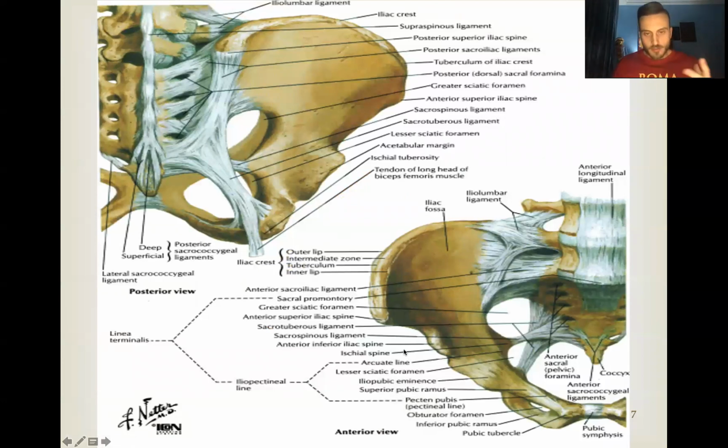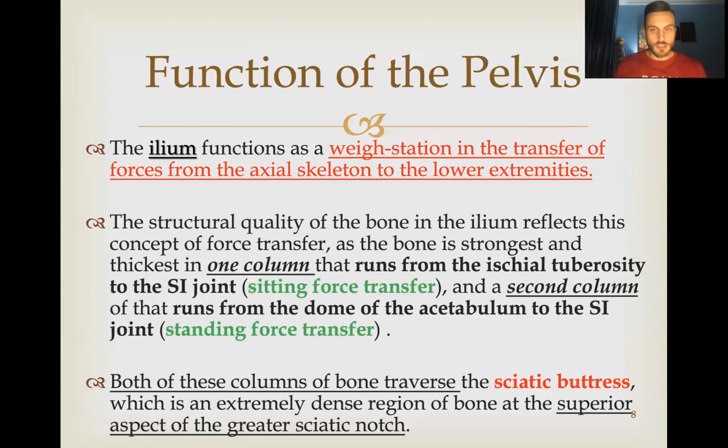As I told you, there are a lot of important ligaments in the pelvis, because the stability and the biomechanics of the pelvis are not very well understood. It's very complex. So what's the function of the pelvis? The ilium usually functions as a weight-bearing station, transferring force from the axial skeleton to the lower extremity. So the main function of the pelvis is to hold the weight of your body, of your torso, and transmit it to the lower limb. The structural quality of the bone of the ilium reflects this concept of force transfer, as the bone is strongest and thickest in one column that runs from the ischial tuberosities.